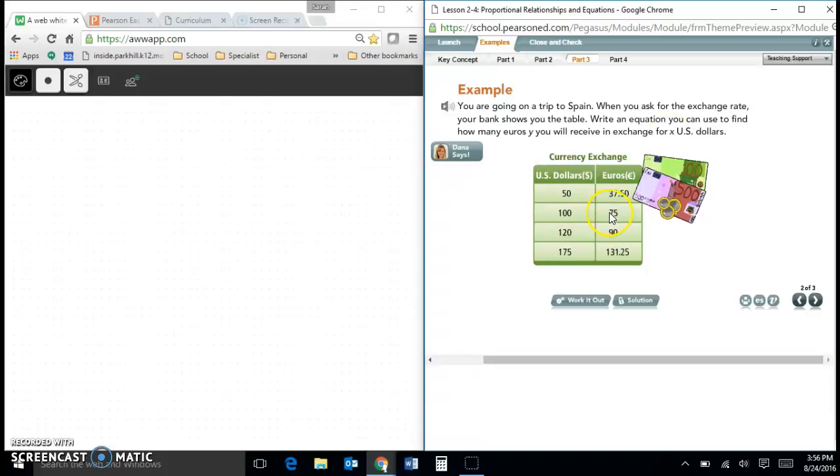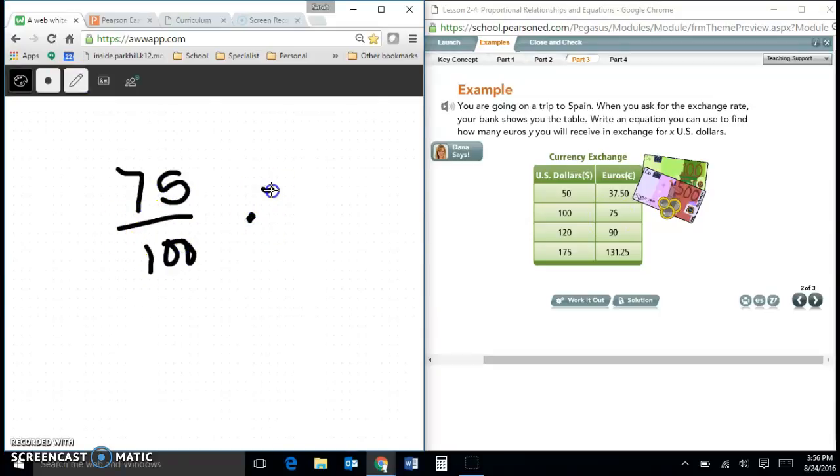So first thing I need to do is find my constant of proportionality. My unit rate is another way to think about that. If I just do the 100, I like 100 because it's easy, and I say, okay, 75 over 100 would be 0.75. I'm just looking at this one here because of this nice 100. So 0.75 is our constant of proportionality.